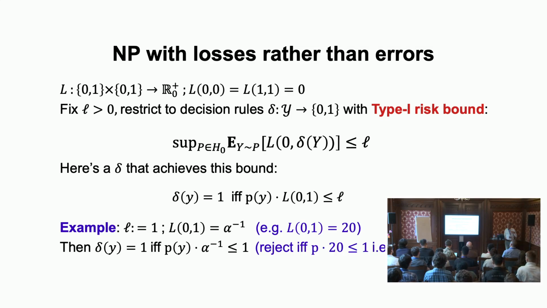So if you get your evidence in terms of a p-value, then one way of achieving this is rejecting the null if the p-value times the loss is bounded by l. So if you take l as 1, and you take your loss, let's say 20, so your type 1 loss is 20. If you say I reject the null, even if it's true, that counts for 20 loss. Maybe that's the cost of making a factory for a medication that doesn't work.